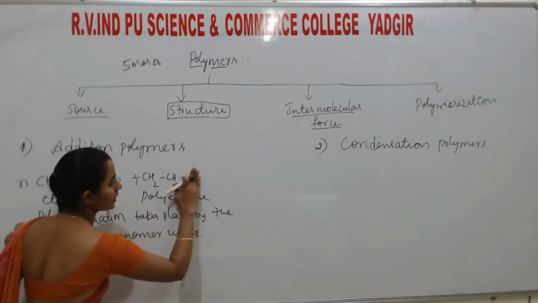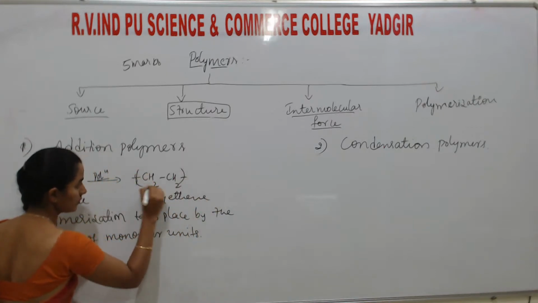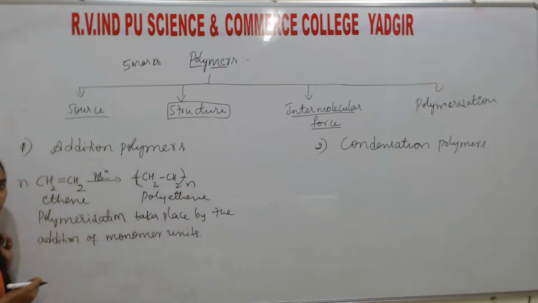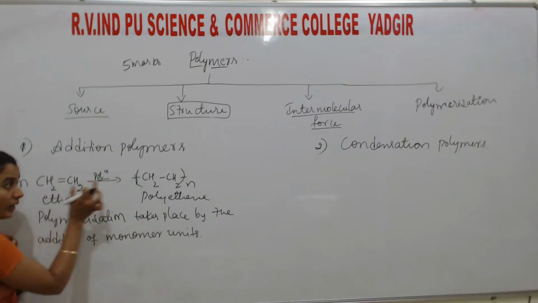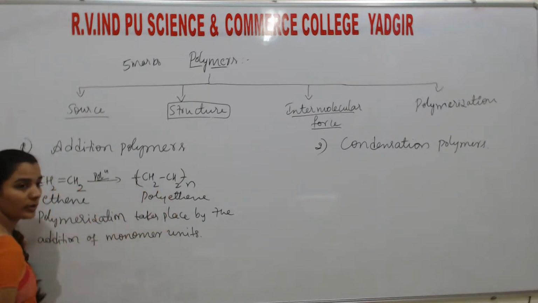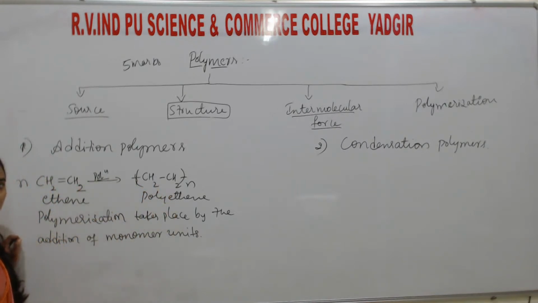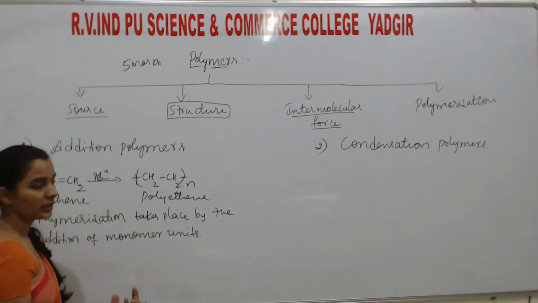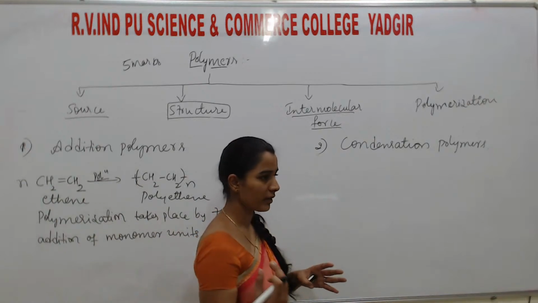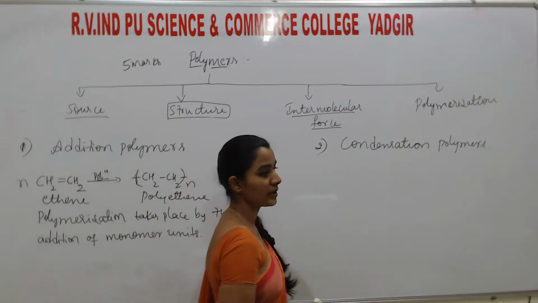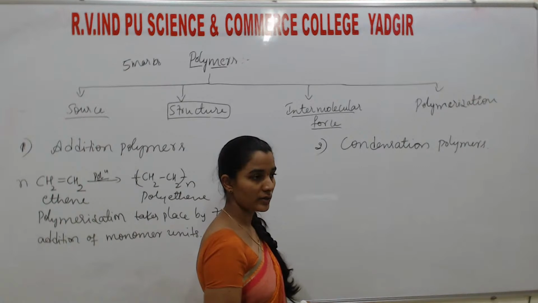Actually, this is written in this manner, n times. This is the structure of a monomer unit. This is the partial structure of a polymer. Understand? I will explain later what is the partial structure, what is the monomer structure, what is the polymer structure, everything, because the partial structure is also important for 1 or 2 marks.